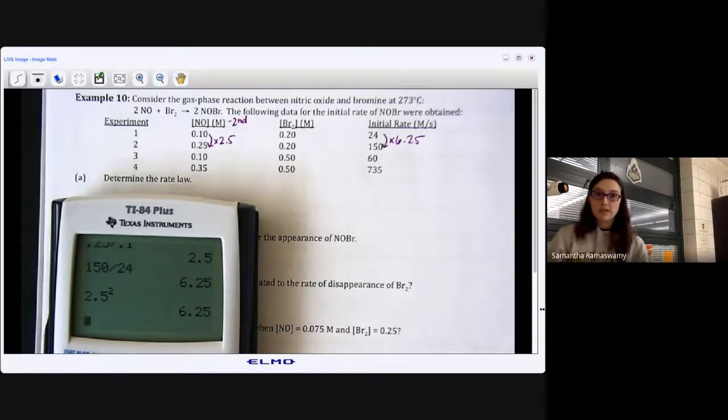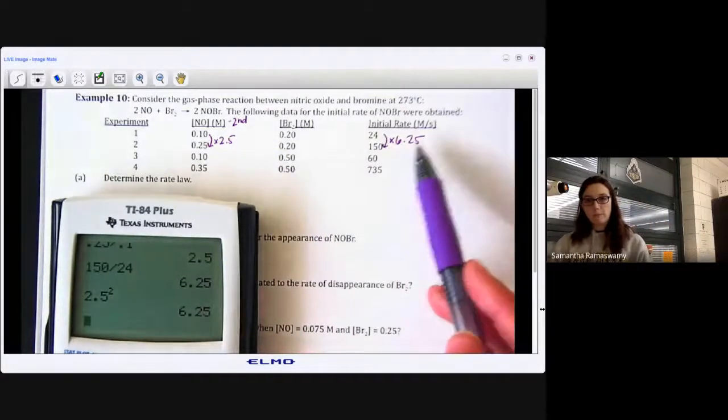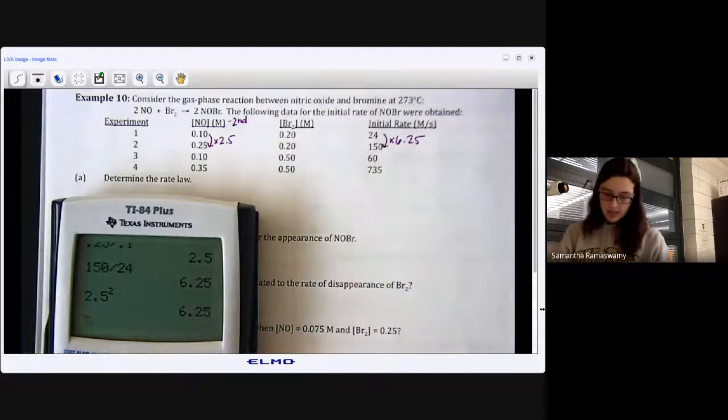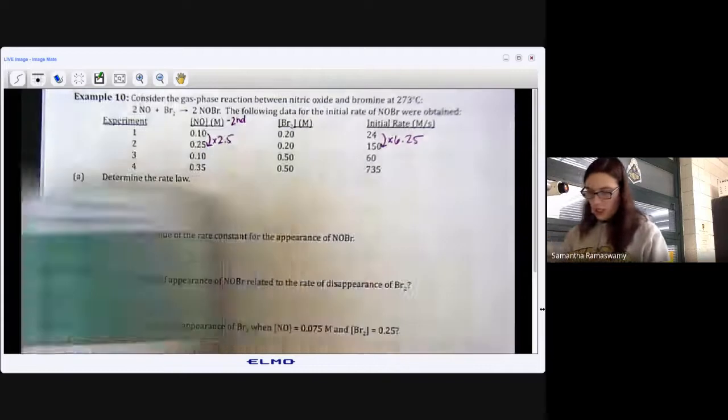If you triple it and it was second order, 3 squared is 9, right? You'd increase the rate 9 times. In this case, you're increasing it 2.5 times. 2.5 squared is 6.25. So it's second order with respect to NO. So let's see how Br2 changes.